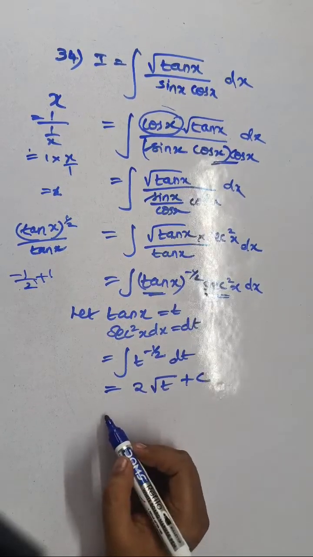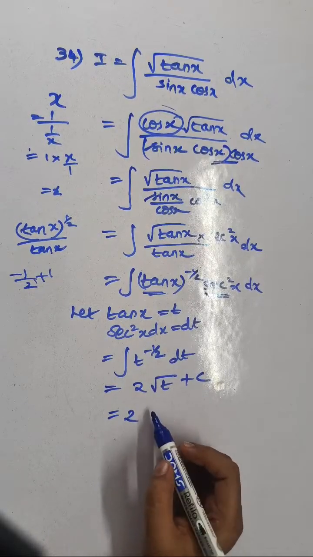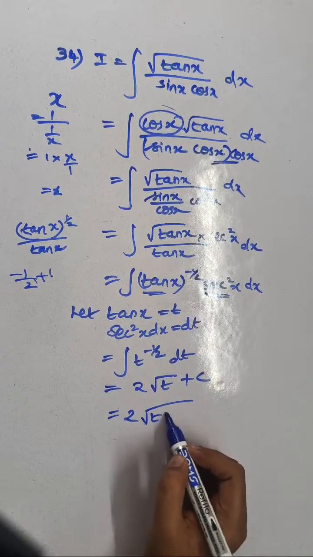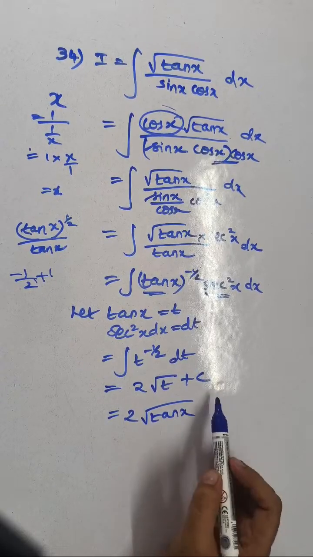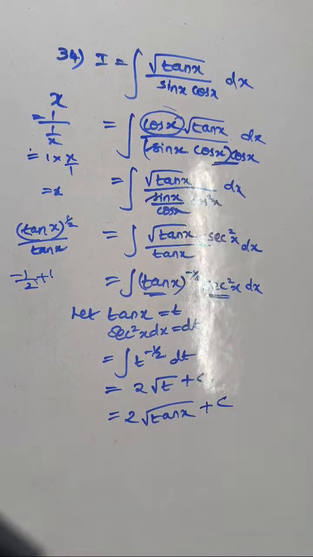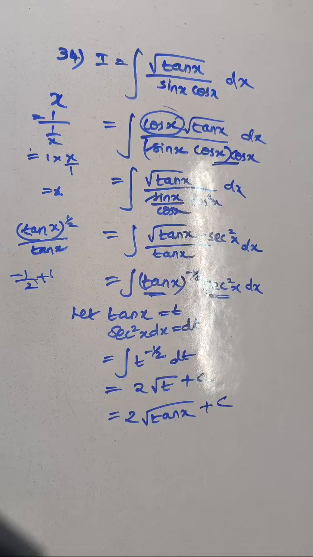Both mean the same. Now, in place of t, what we have to do? We have to write in terms of x. So 2 into root tan x plus c. This is the required answer.